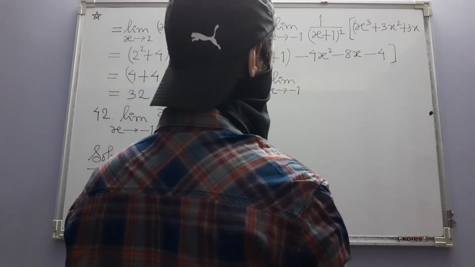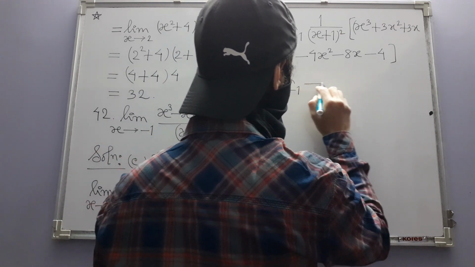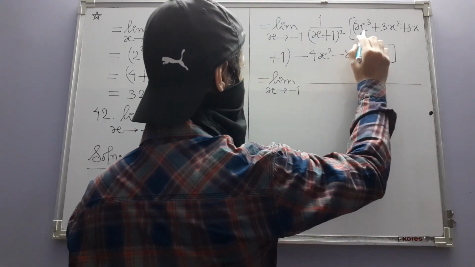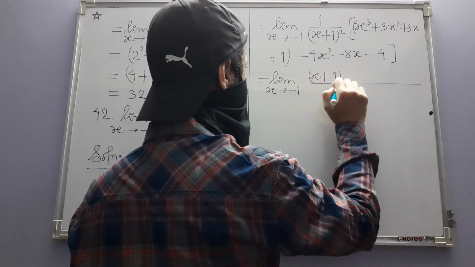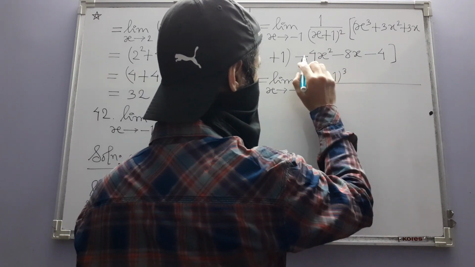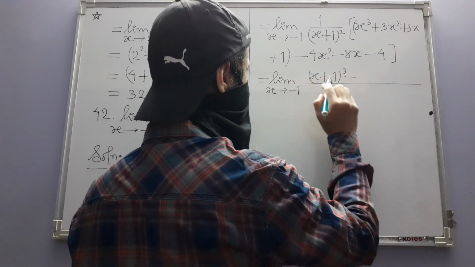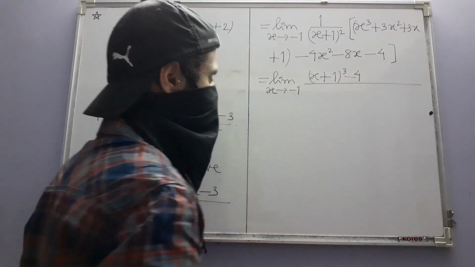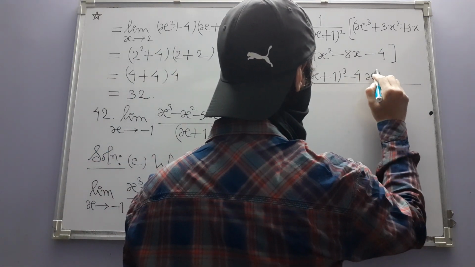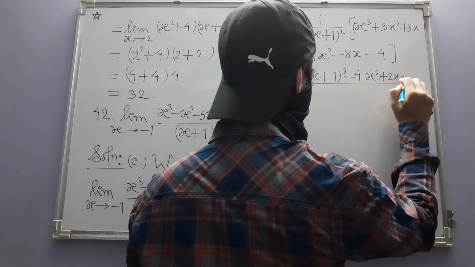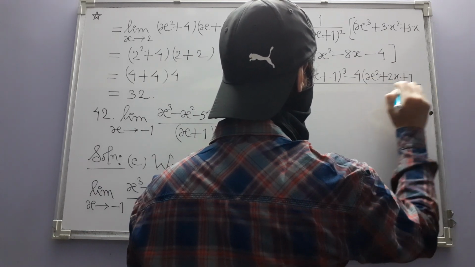Okay. So now what we have, this part of course becomes the cube of x plus 1, and from the rest of the terms, if you take minus 4 common out, then you are left with x square plus 2x plus 1.